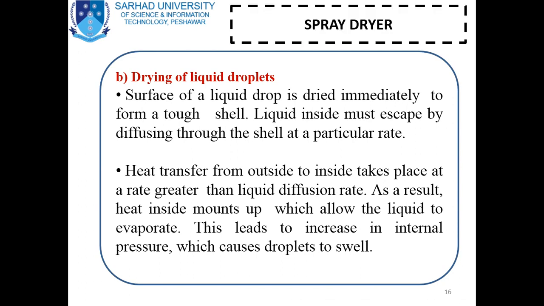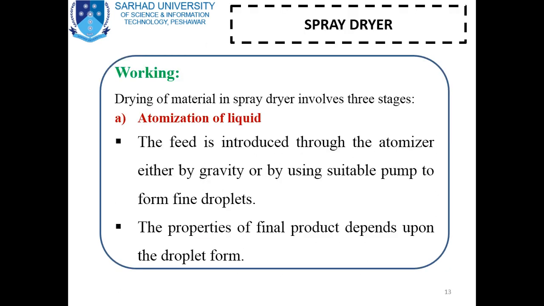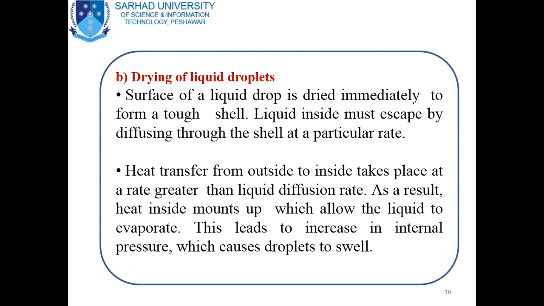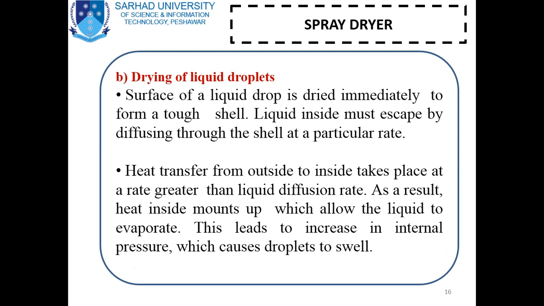The second phase or stage of the processing is the drying of liquid droplets. The first phase that we have discussed is the atomization of the liquid. Once the liquid is atomized, how will it dry? We will discuss that in the second stage, drying of liquid droplets. The surface of a liquid drop is dried immediately to form a tough shell. The liquid inside must escape by diffusing through the shell at a particular rate, which means that the liquid will leave the droplets and they become dry.